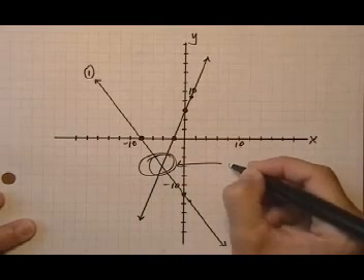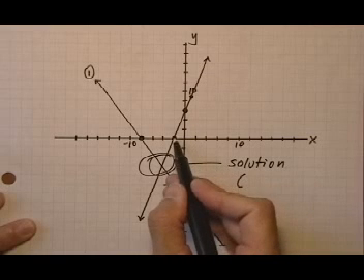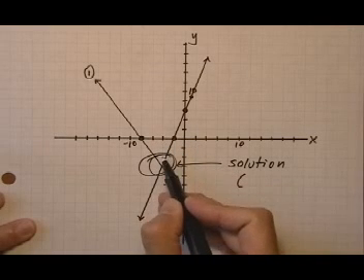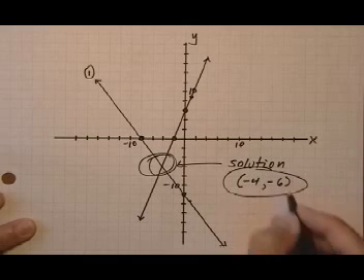The intersection point is our solution, and that is at minus 2, minus 4. Minus 4, minus 6. So that's our answer.